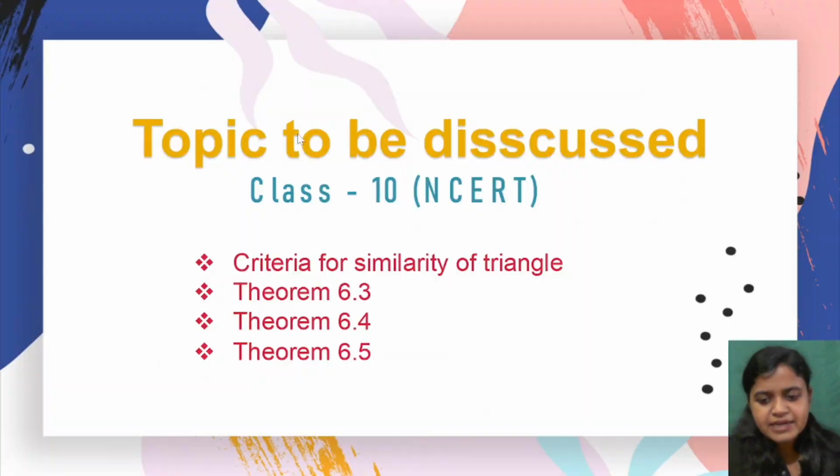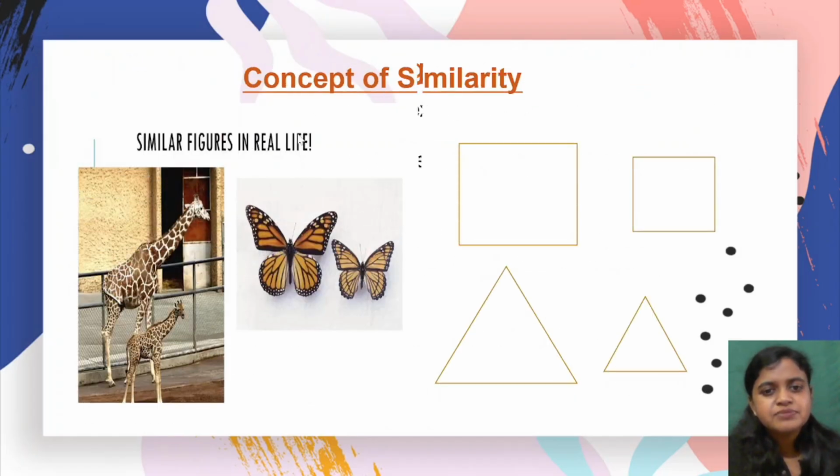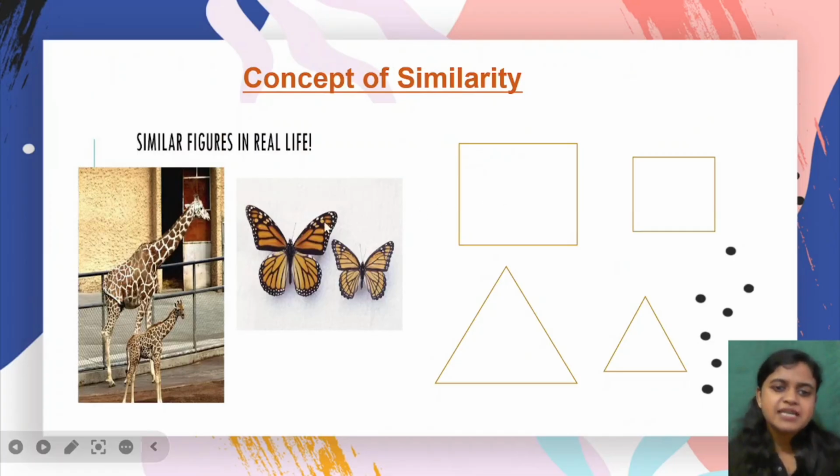So what is similarity? See this figure. Similar figures, suppose these are two giraffes, one is tall and another is small. And there are two butterflies, one is small and another is big. So similarity means same design, same thing, but their size should be different. This kind of shape is called similarity.